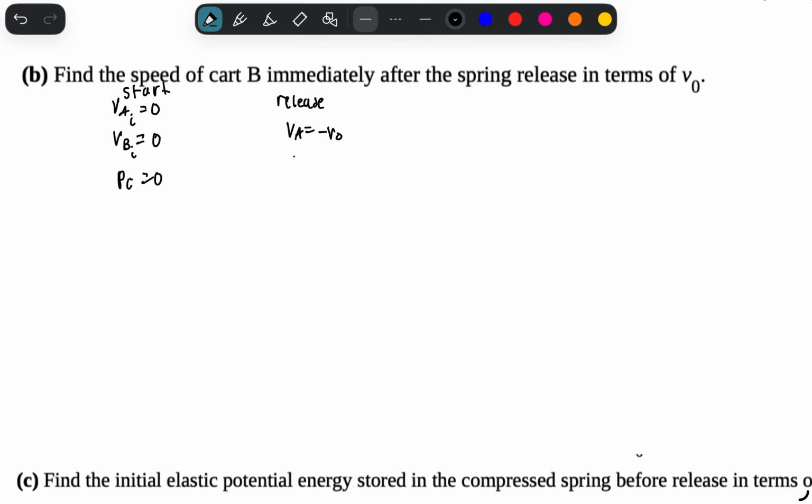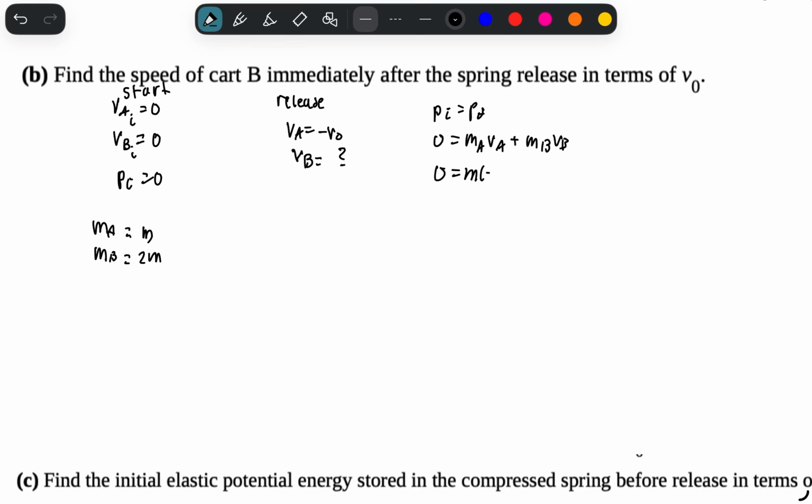But it's going to the left. And then VB is going to be unknown. So we have always MA and then MB, so M and 2M. So we can set them equal and then just solve. So that's 0 = MA VA + MB VB. So now we just substitute in.